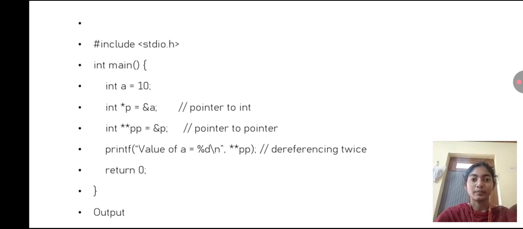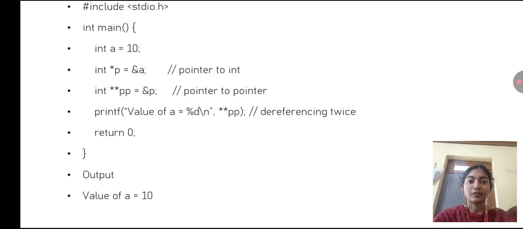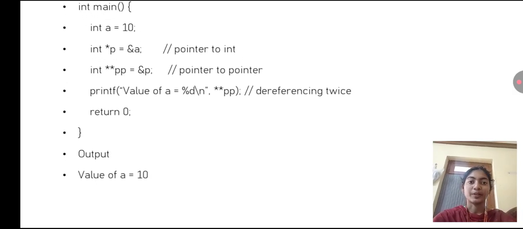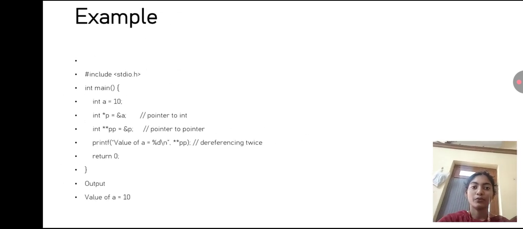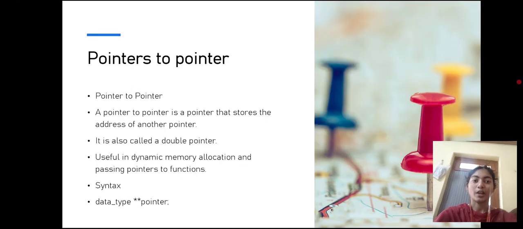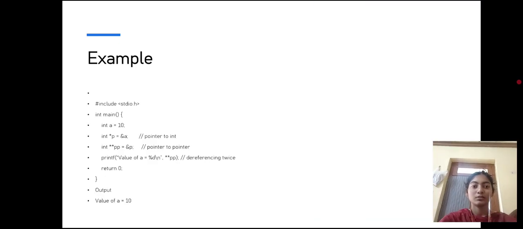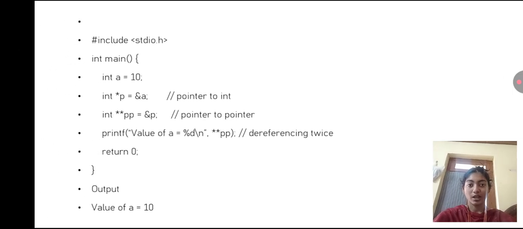And example: int main, here we take int a = 10, and int *p = &a, int **pp = &p. Return 0, and output: value of a is 10. This is a pointer to pointer, which stores the address of another pointer. It is also known as a double pointer because it stores another address also. So here it stores the address of a and the address of p.